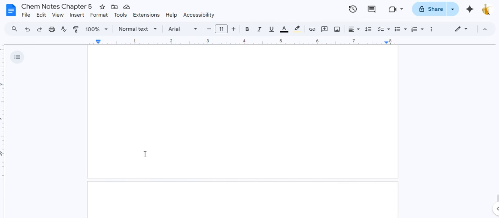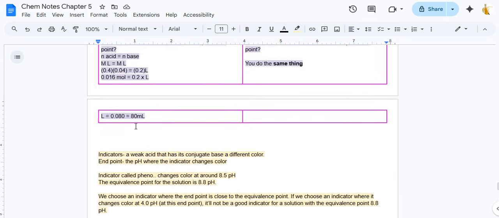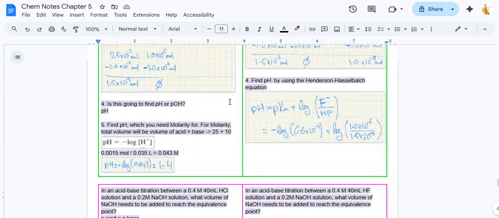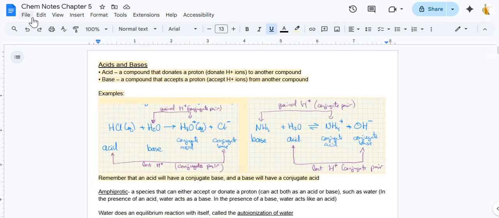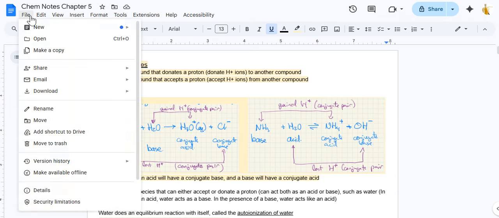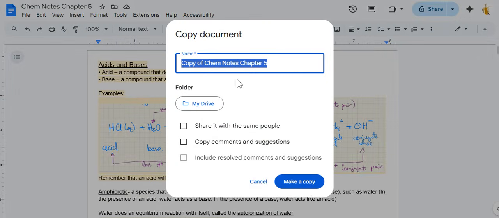So that's all for chapter 5. What I like to do is have a version of notes and a version of a cheat sheet. So two docs, basically, two Google Docs.